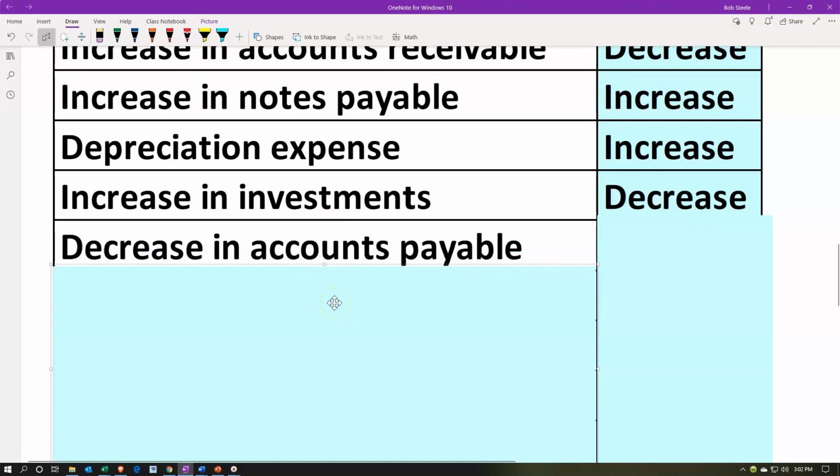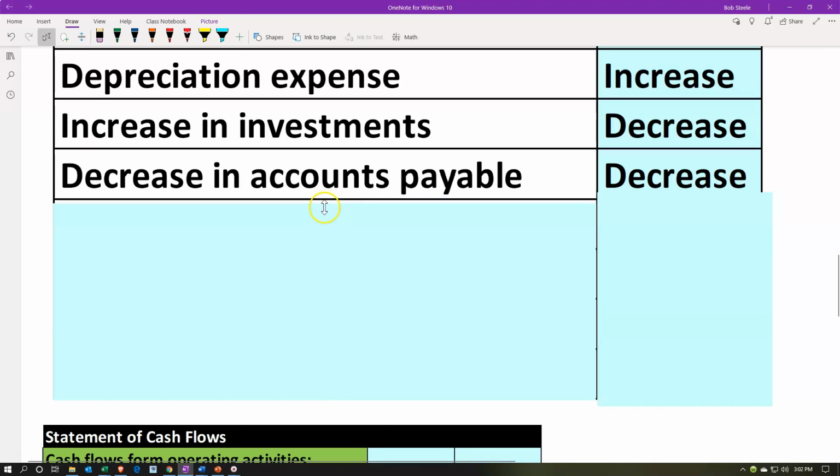Decrease in accounts payable. Now this is a liability, so it's the opposite of the general rule for the assets. If there's a decrease in accounts payable, then we would decrease it for the cash flow statement. Accounts payable, the other side, would typically be an expense or inventory, and so it would typically be on the operating section, although they're not asking for that here.